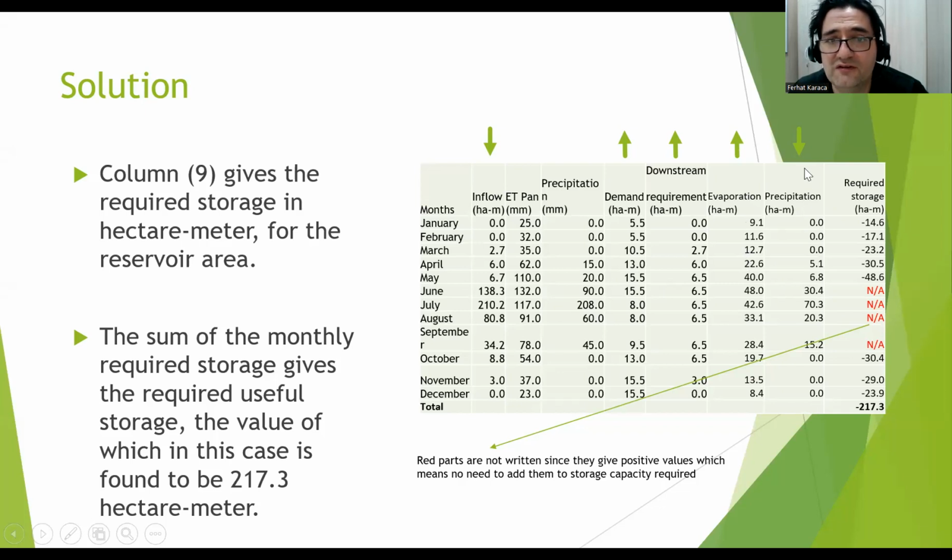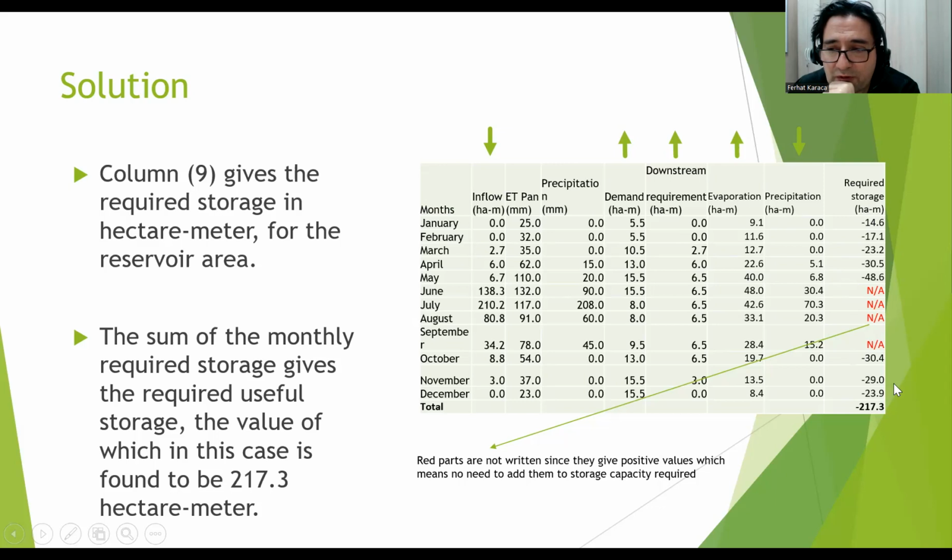Then precipitation is an input value. This is plus, so this parameter will be added. These three parameters will be subtracted, and this parameter will be added. Then if you do this math, you are going to find those values. And here I put NA. NA means you are going to end up with positive numbers here. And if you are making storage calculations, you are not going to add the positive numbers. You will remove them, the positive numbers.